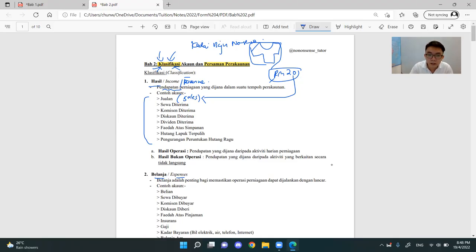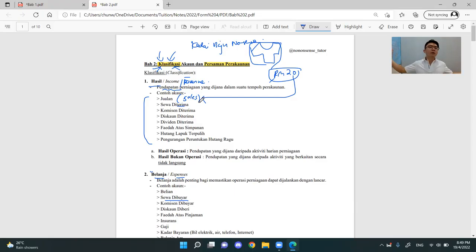But here, when you sewa satu kedai, or you rent a place, you need to pay the money to the owner. So that one kita panggil sewa dibayar. Because you bayar, that's why it is a belanja, it's an expense. But what about sewa diterima? Then this will be the opposite.